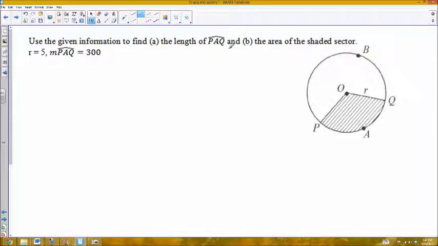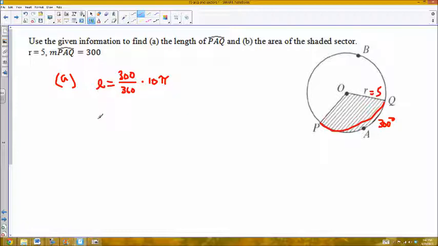So here's an example of how we could use these formulas. Given the following information, I need to find the length of arc PAQ and the area of sector PAQ. Given that the radius is 5, so I know the radius is equal to 5, and PAQ, this arc, measures 300 degrees. So let's do part A. The arc length is equal to the number of degrees I have out of 360, which would be 300 degrees out of 360 degrees, times pi times the diameter. Well, if the radius is 5, that means the diameter is 10, so I'm multiplying by 10 pi.